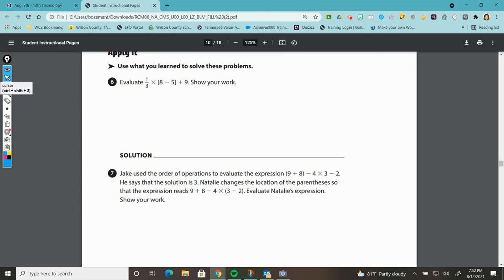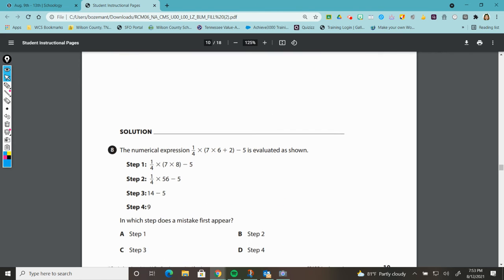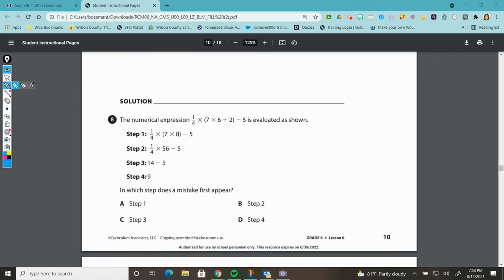With the Apply It and the Practice pages, there are only certain problems that I want you to do. I want you to do number 6 and number 8. Number 6 has a fraction, and we will talk about some helpful hints with that in just a moment. I do want to point out that the original expression for this problem is right here.